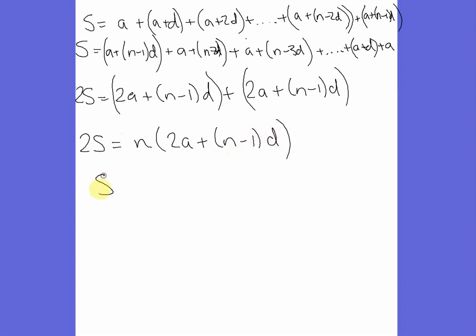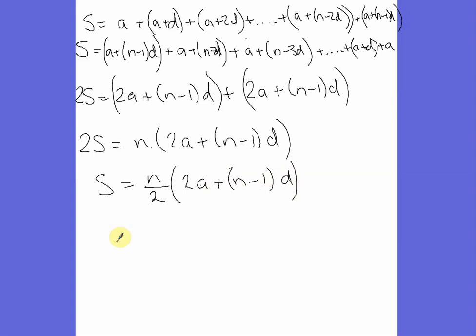So therefore, s would be half of this. Because it's multiplication, we can either half here, or just half the total. So they decided to write it like this because it looks a bit neater. So n over 2, lots of 2a plus n minus 1d. n being the number of terms, a being the first term, and d being the common difference.